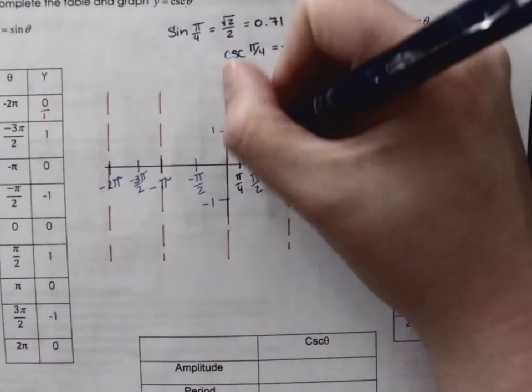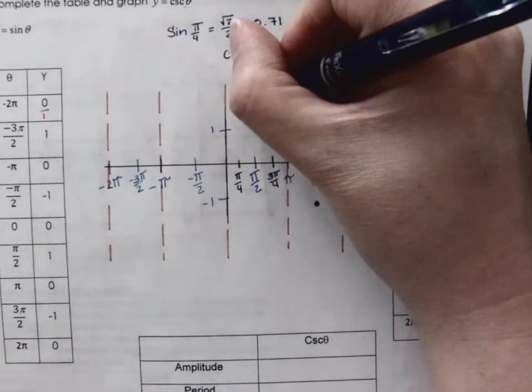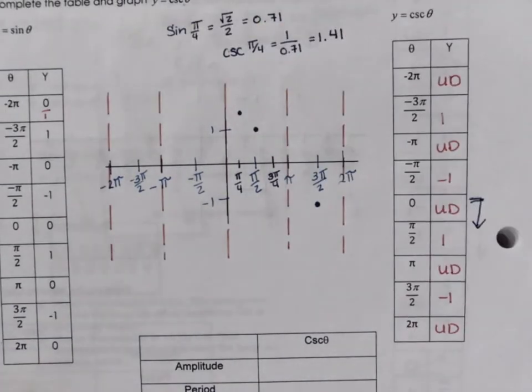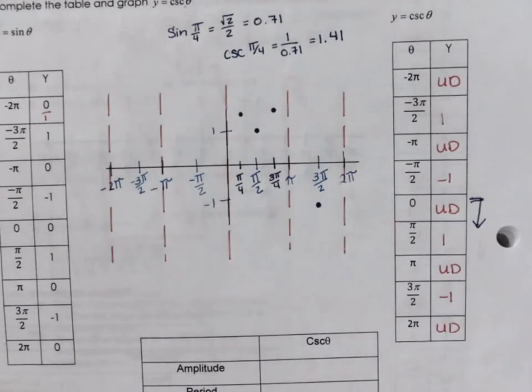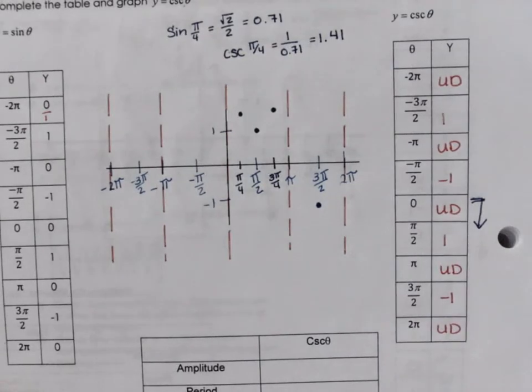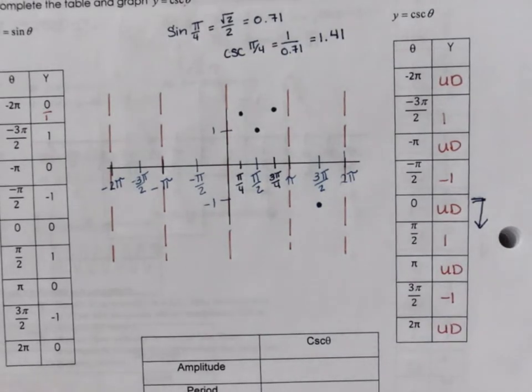Okay, everybody with me so far? So we know that at pi over 4, we're going to be at 1.4. So what do we know sine is at 3 pi over 4? You're in quadrant 2. It's going to be the exact same thing. So what do we know cosecant at 3 pi over 4 is? The exact same thing. I just explained why. Look at your unit circle. What is sine at 3 pi over 4?